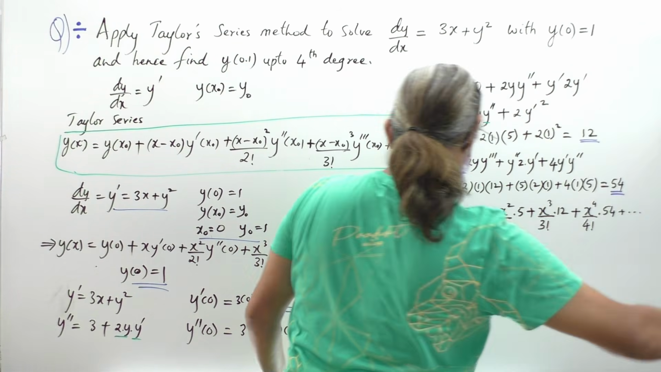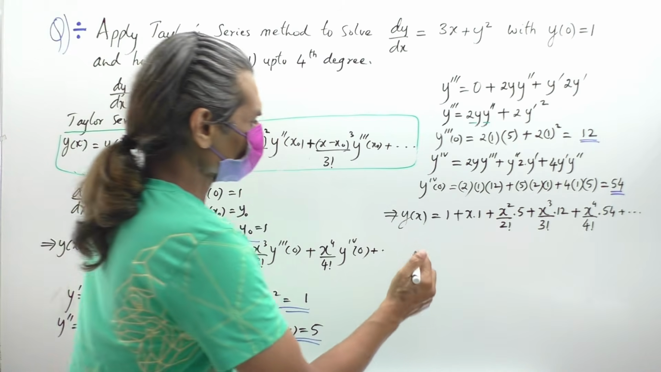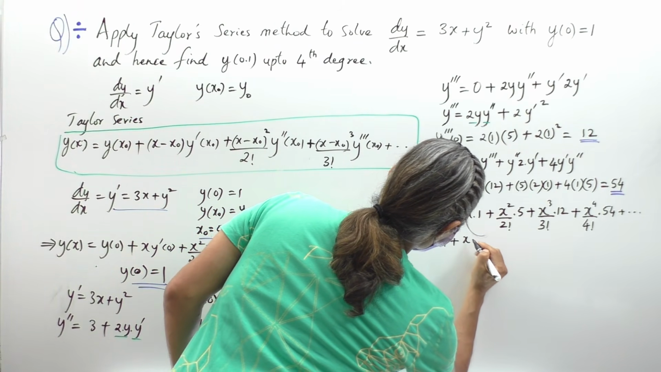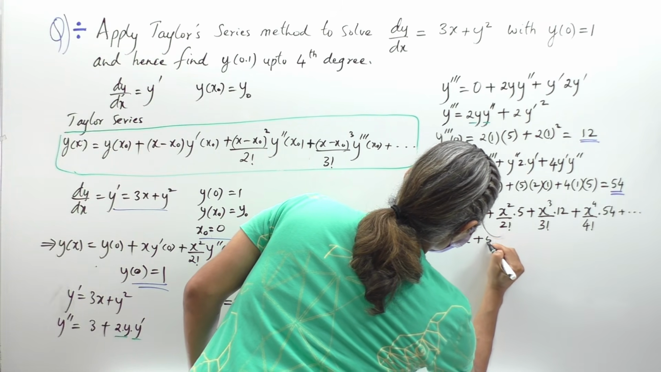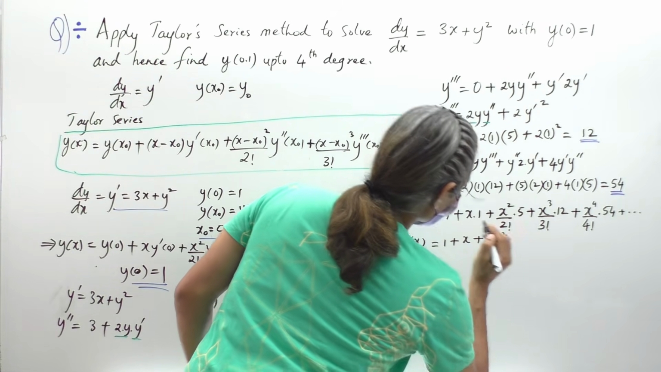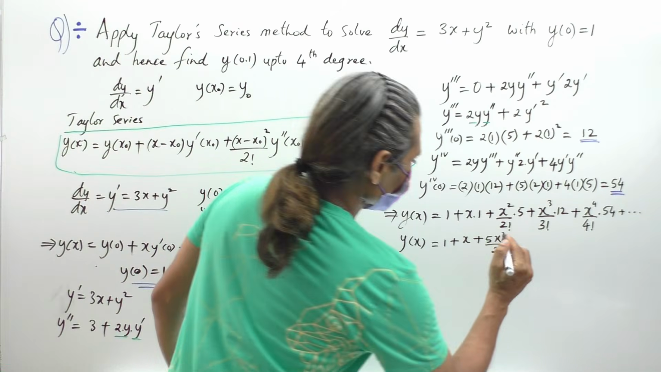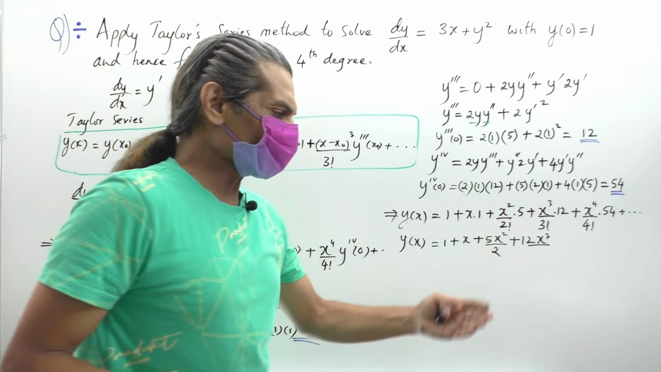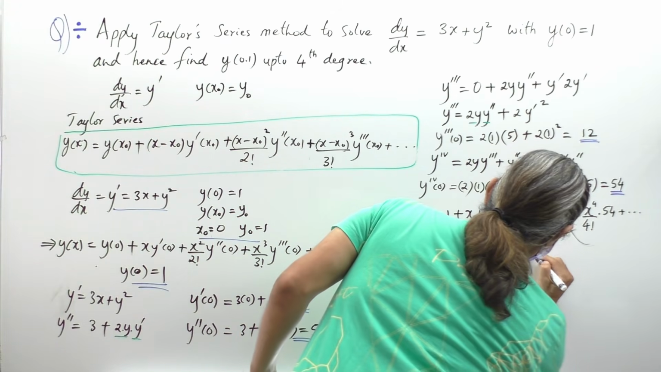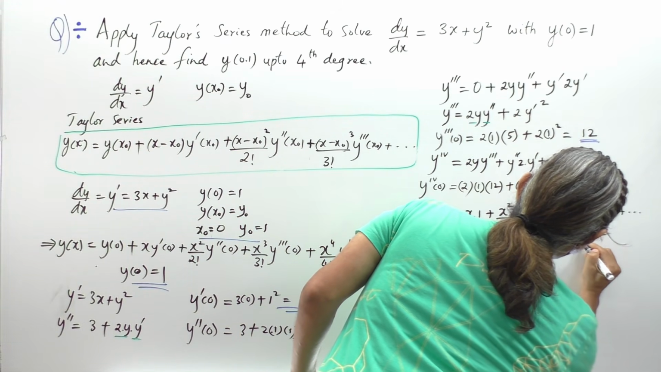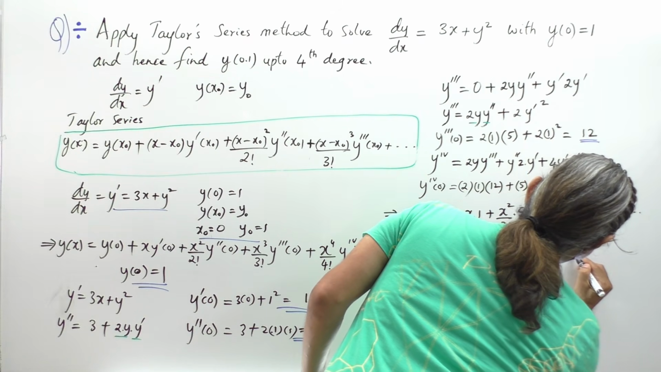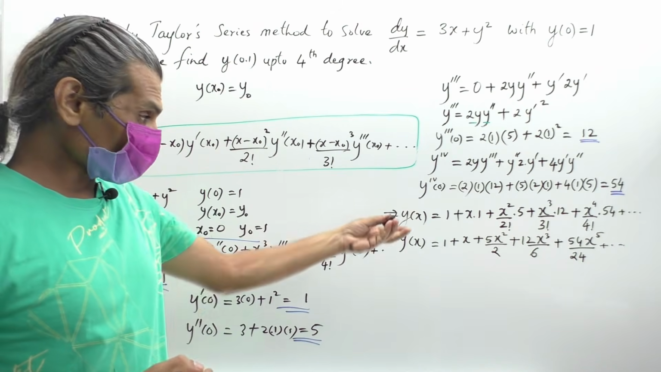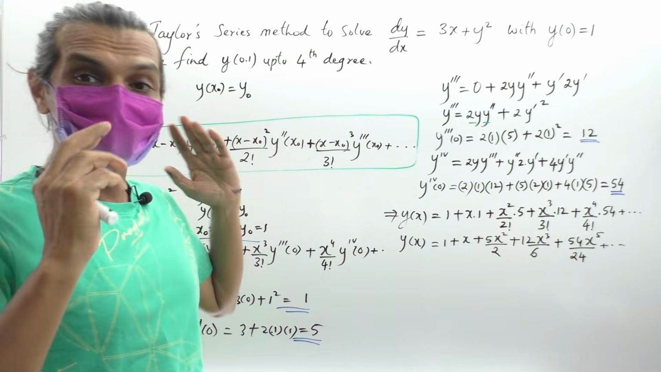That's it. Now the next step: y of x equals 1 plus x plus 5x square over 2, because 2 factorial is 2. Similarly, this will be 12x cube over 3 factorial, which is 3 into 2 into 1, that's 6. And lastly, 54x raised to 5 over 4 factorial, which is 24. Now, let's simplify this using the calculator and write the final expression here.